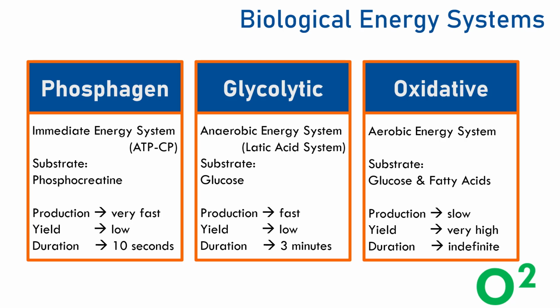Your yield is extremely low. What you trade for speed, you give up in low yield in the phosphagen. If you look at the right side here at the oxidative, very slow production, but extremely high in its yield. You have about 10 seconds stored in the phosphagen system, 3 minutes in the glycolytic, and you have an indefinite duration in the oxidative system.